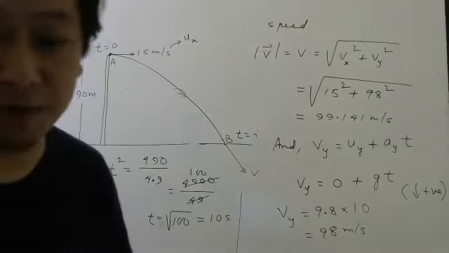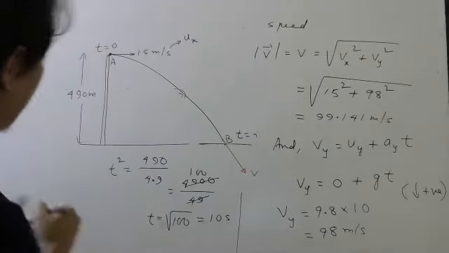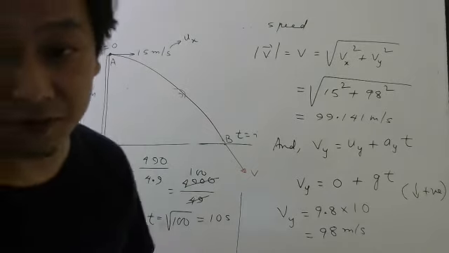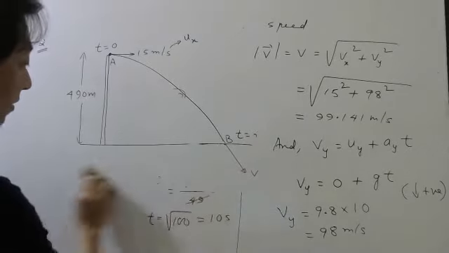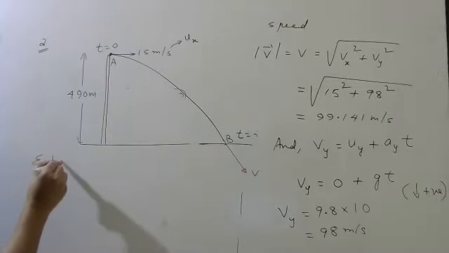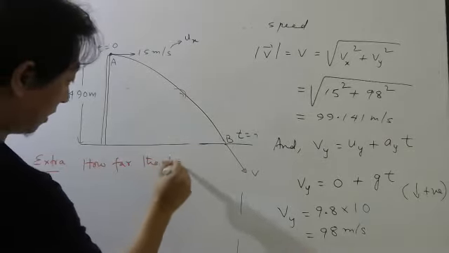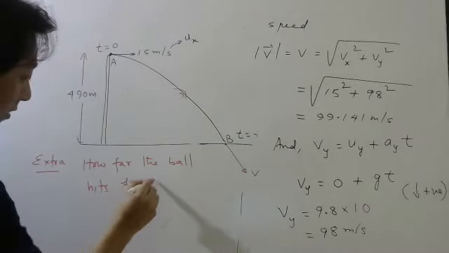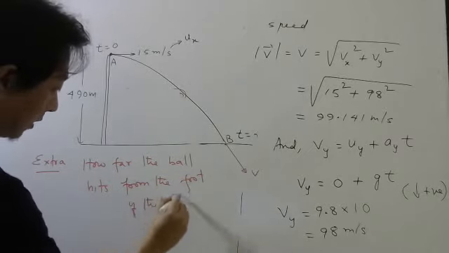So these are the two parts of the same problem. Now I want to add one more extra question. My question is, how far will it fall from the foot of the cliff? Let me write the question because they may add that question also. So the question I'm adding, extra question: how far does the ball hit from the foot of the cliff? Foot of the cliff.